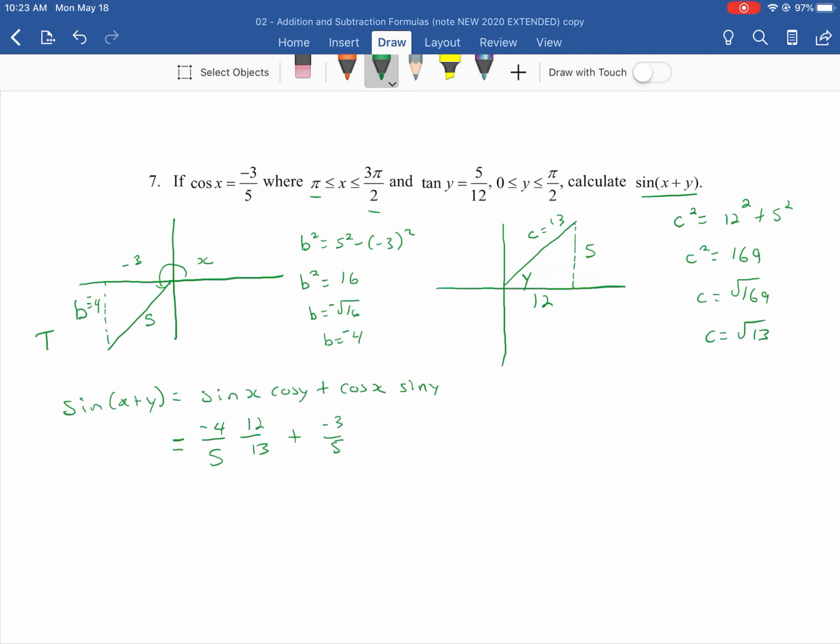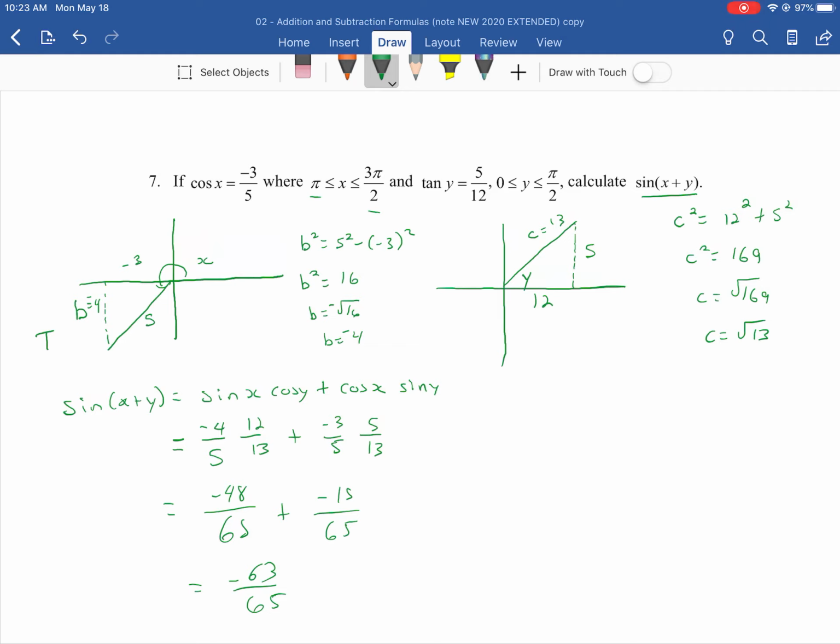Cos of x, look back in my original picture, I get negative 3 over 5. Sine of y, look over my picture, I get 5 over 13, opposite over hypotenuse. And so I get negative 48 over 65 plus negative 15 over 65. Answer, negative 63 over 65.